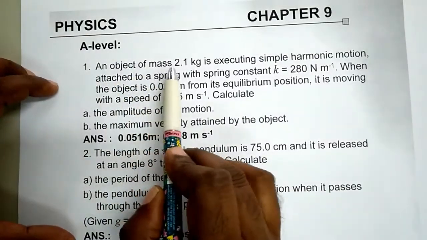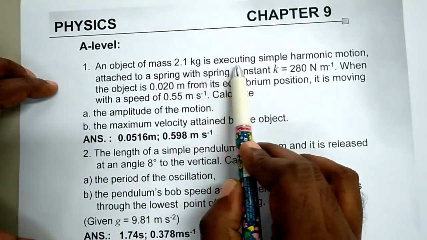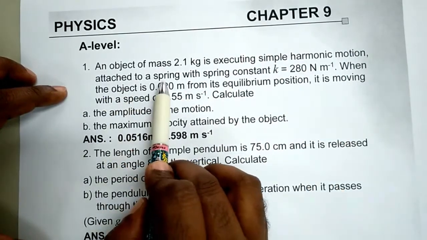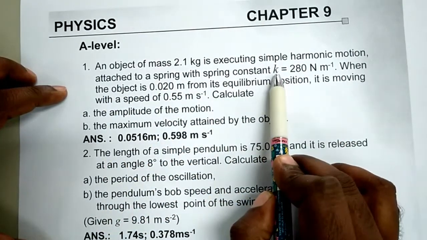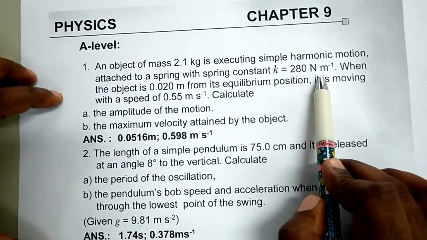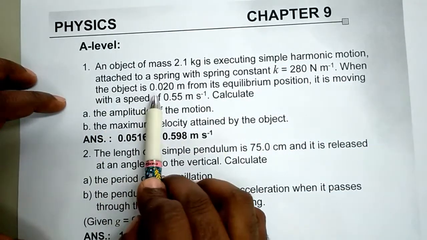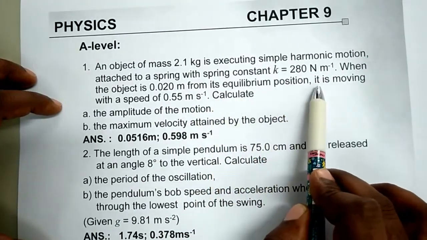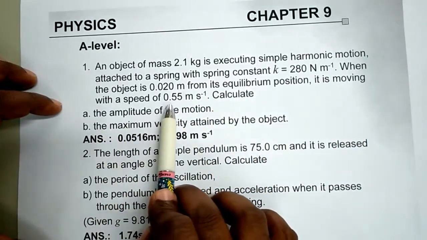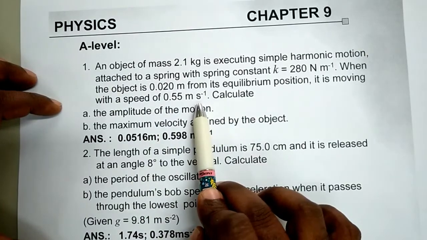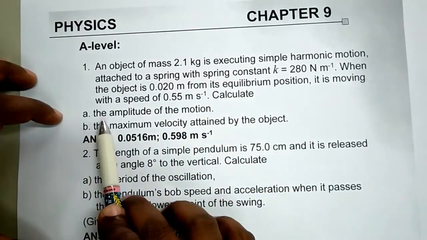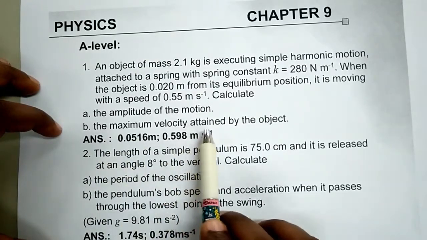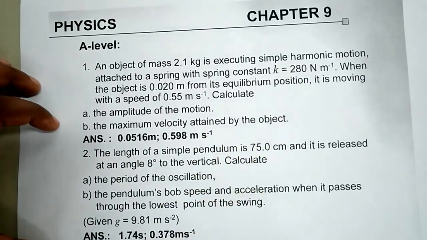An object of mass 2.1 kg is executing simple harmonic motion attached to a spring with spring constant k of 280 newton per meter. When the object is 0.020 meter from its equilibrium position, it is moving with a speed of 0.55 meter per second. Calculate the amplitude of the motion and the maximum velocity attained by the object.